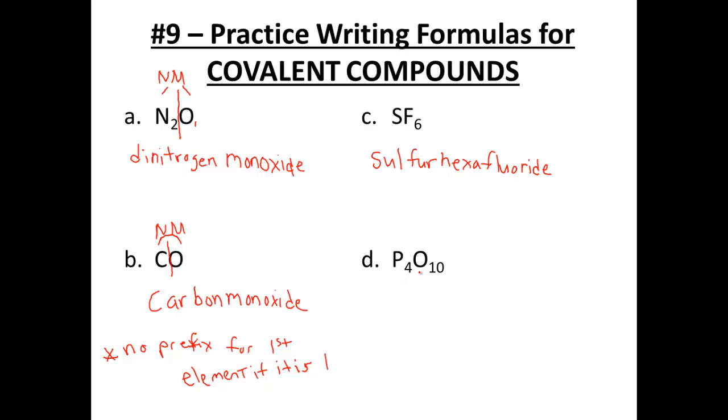And our last one here, P4O10, we've got 4 phosphorus, 10 oxygens, so tetraphosphorus dec oxide. Now remember, we dropped out the A from deca, so decoxide is what we're looking for there. So covalent compounds, prefix naming system. For the first one, if there's only 1, we don't include the word mono. Only for the second element we include mono. We'll continue with organic compounds next.